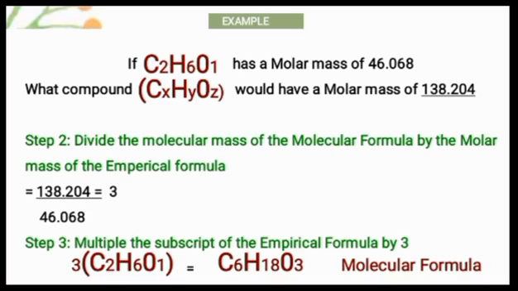Multiply the subscript of the empirical formula by 3, which is 3 times 2, 3 times 6, 3 times 1. This gives us a formula of C6H18O3.